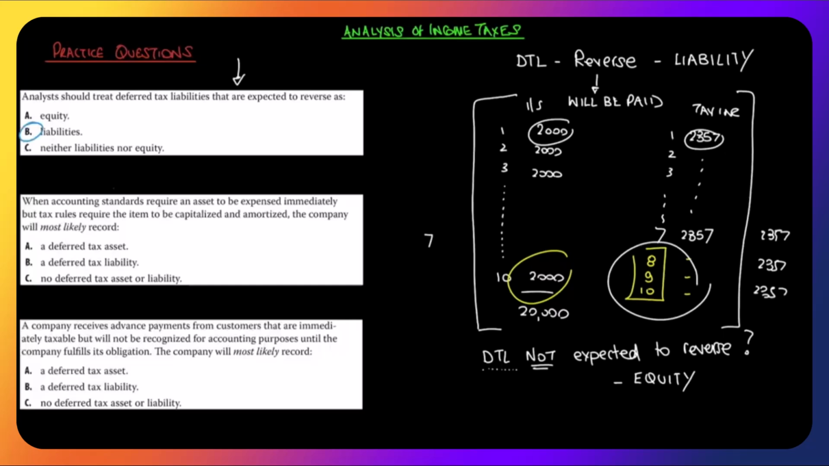Is the third answer sensible? C, neither liabilities nor equity? Well, that's when you don't know. I couldn't commit to saying it's definitely going to reverse. I can't commit to saying it won't. I'm unsure. That's when you'd go for C.